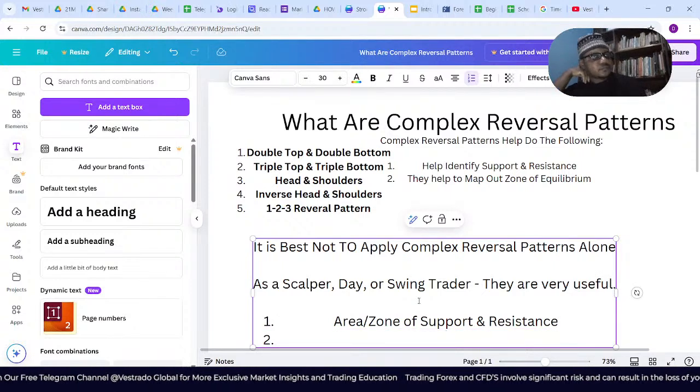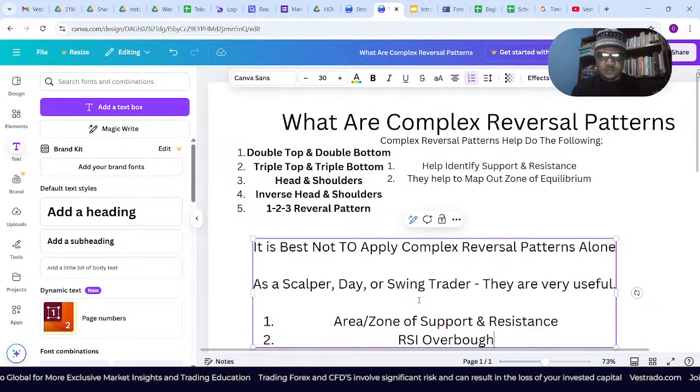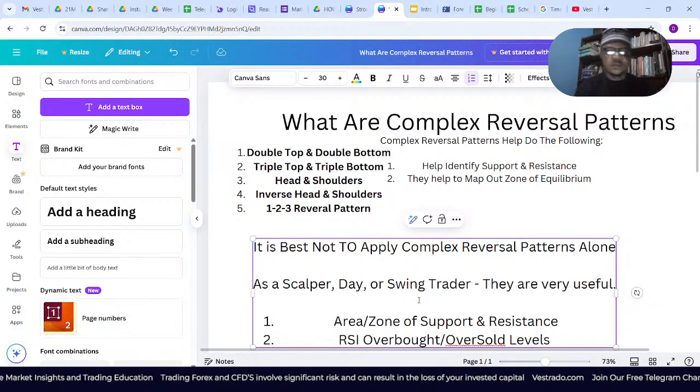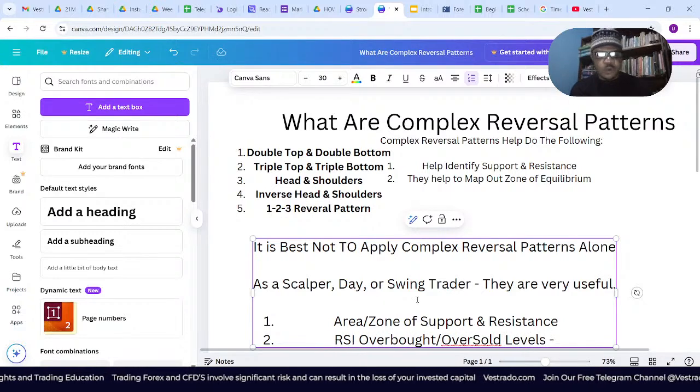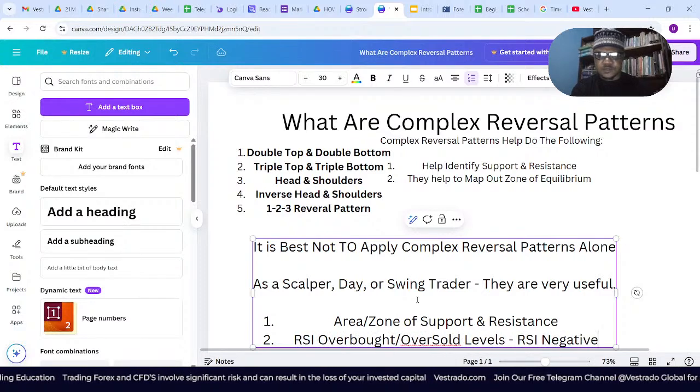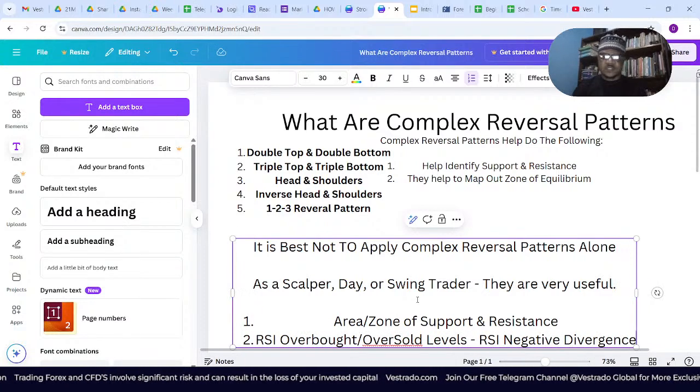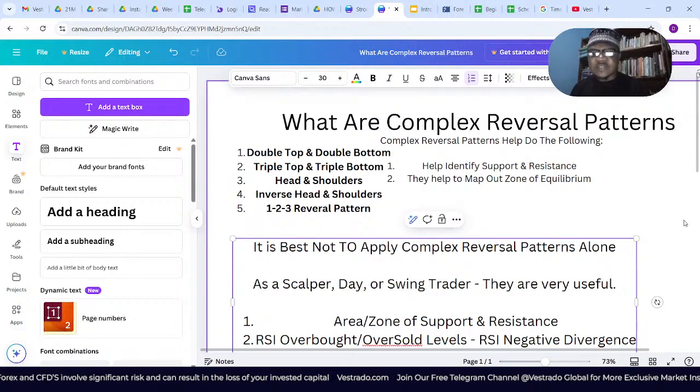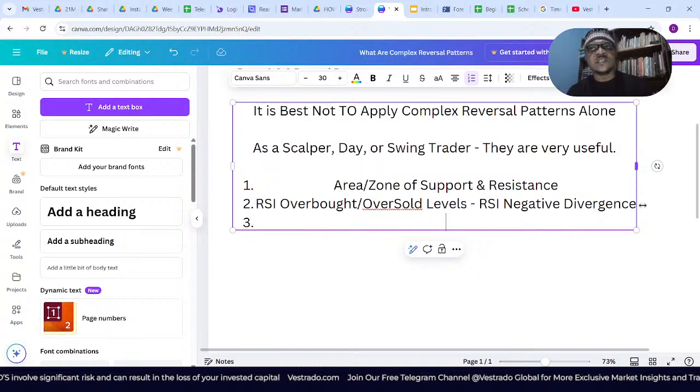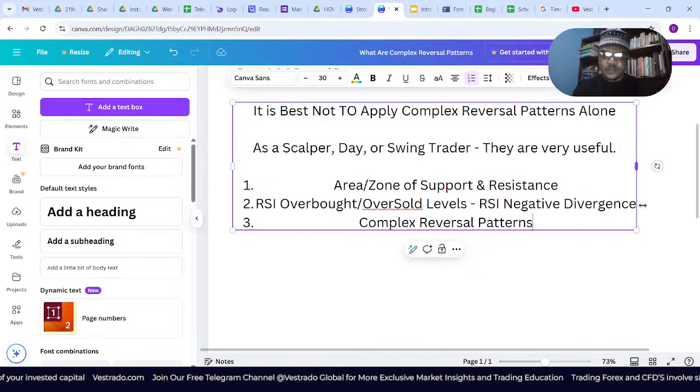Next, we want to see RSI overbought or oversold levels. Okay. Some prefer to look for RSI negative divergence. It's your choice. Now, these are simple strategies. Now, the next is, say you want to see the complex reversal patterns that we talked about.